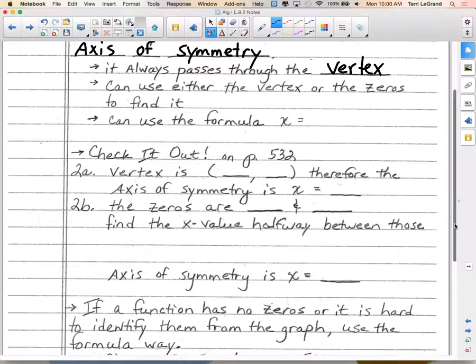You can use either the vertex or the zeros to find the, I don't remember what that is. I lost my place. Oh, to find it. Okay, so we're not filling anything in here. You can use either the vertex or the zeros to find it.